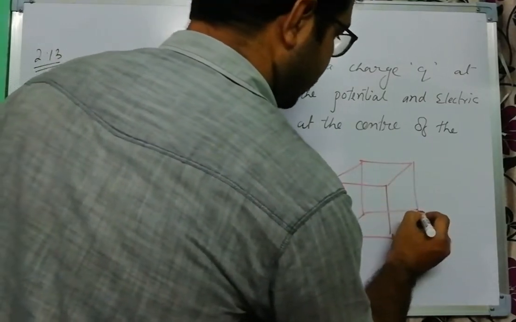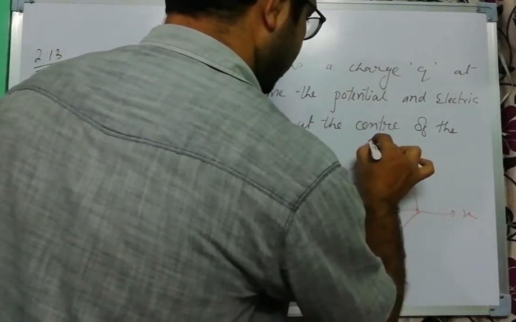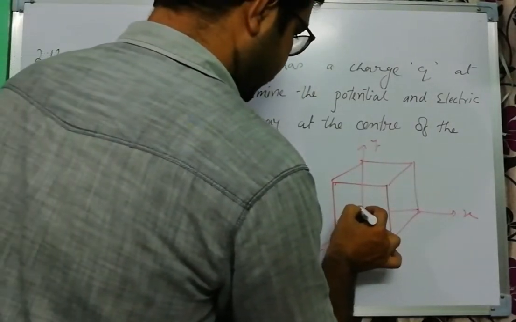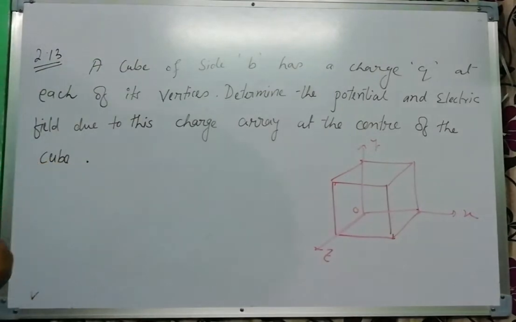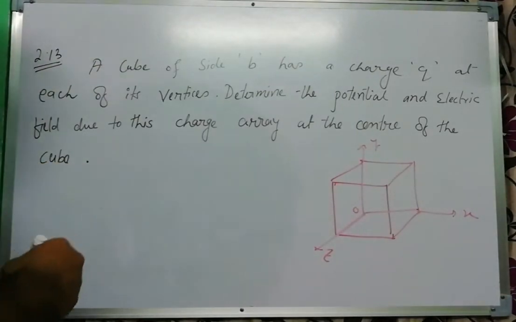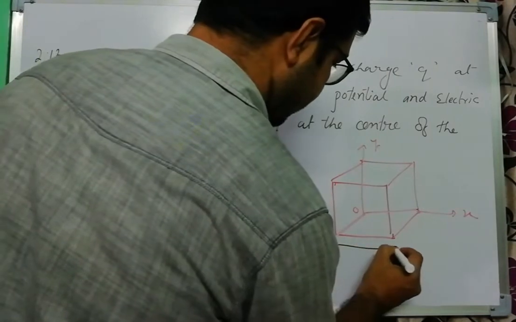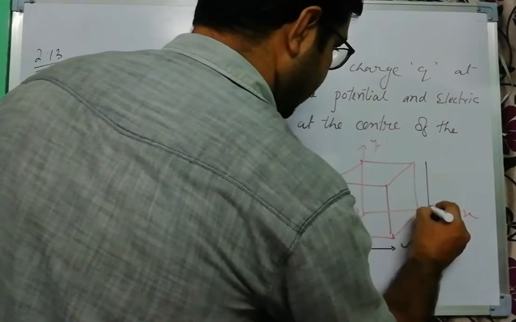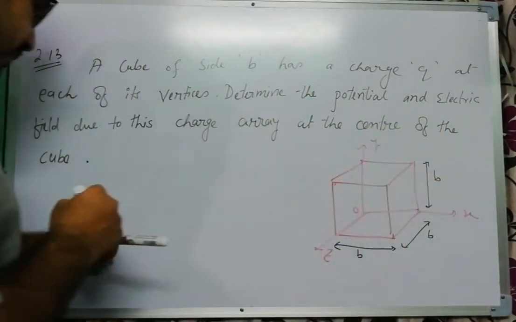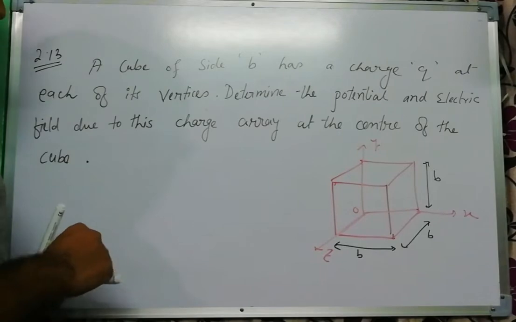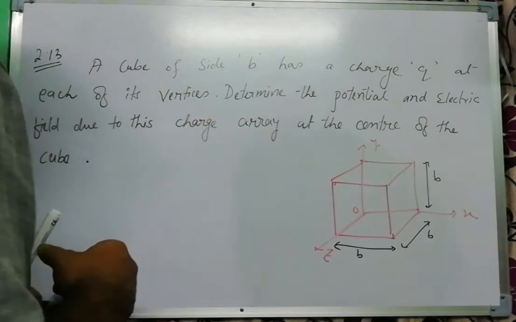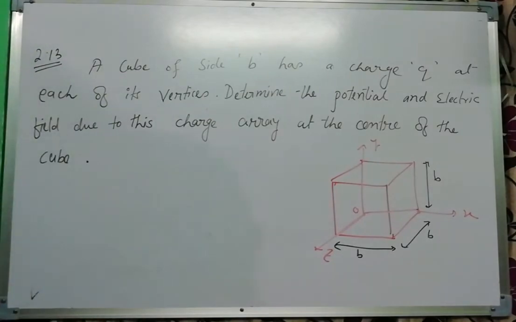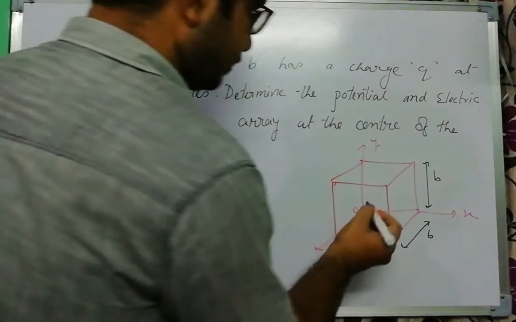So this is my cube in x-axis, y-axis and z-axis. This is my origin. So this is my cube basically, and the side length of this cube is B. Okay. So there is a center of this cube. So we need to find out potential and field at the center. So I just consider a center over here.